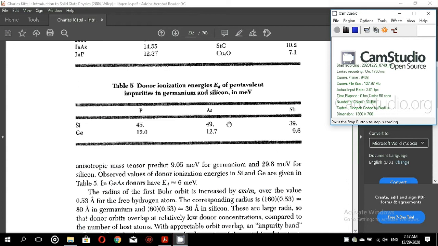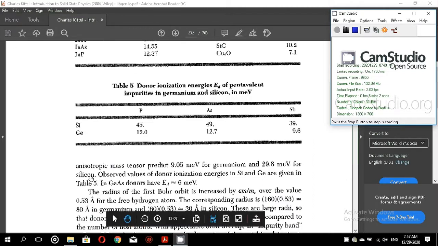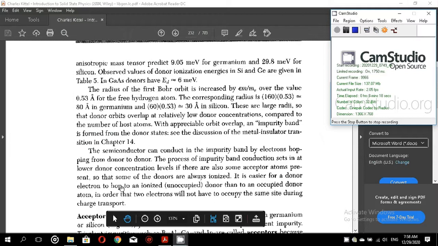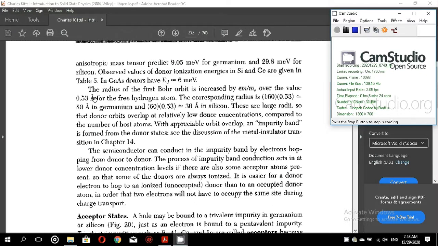Calculations using the correct anisotropic mass tensor predict 9.05 milli electron volts for germanium and 29.8 milli electron volts for silicon. Observed values of the donor ionization energies in silicon and germanium are given in table 5. This is table 5. The radius of the first Bohr orbit is increased by this factor over the value of 0.53 angstroms for the free hydrogen atom. The corresponding radius is 80 angstroms in germanium and 30 angstroms in silicon.